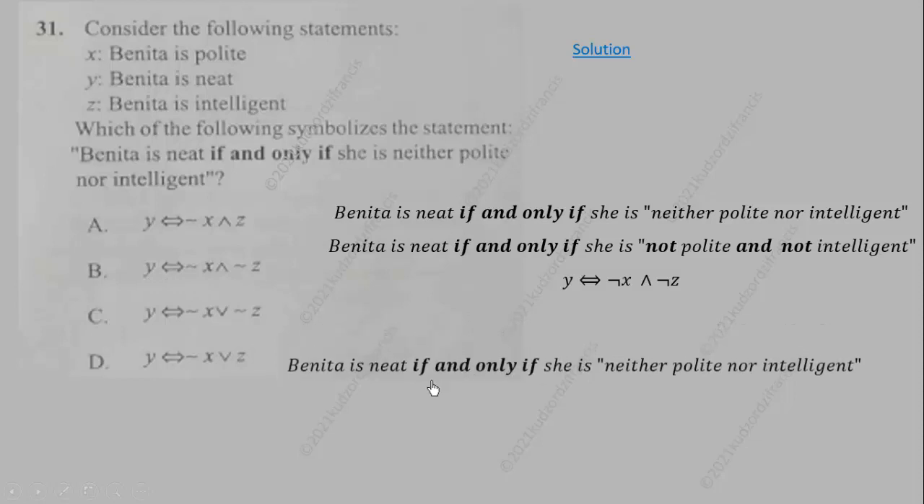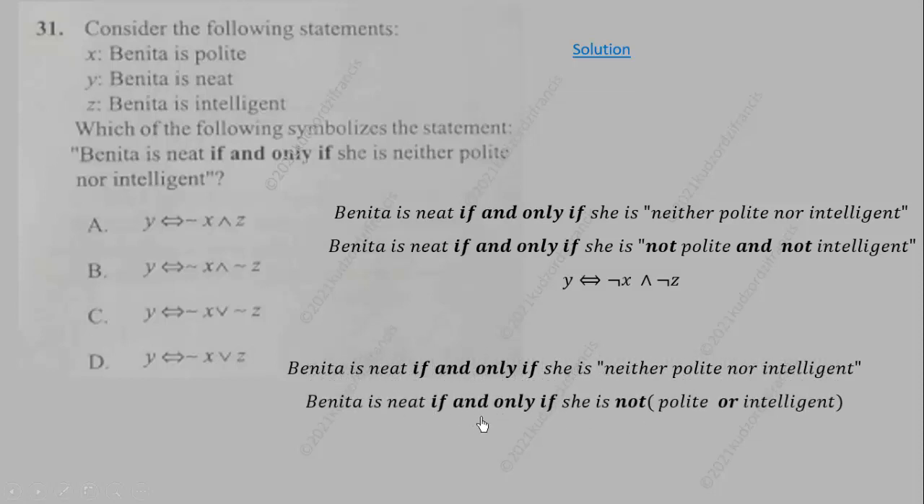Another way you can also go about it is this. Benita is neat if and only if she is neither polite nor intelligent. So you can write it this way: Benita is neat if and only if she is not, in bracket, polite or intelligent. These two statements are equivalent in logic. So this is what we are going to do. We are going to use the symbol for not, then the symbol for or, then the statements, we represent them with their variables. So that's what we do, and we obtain something like this.